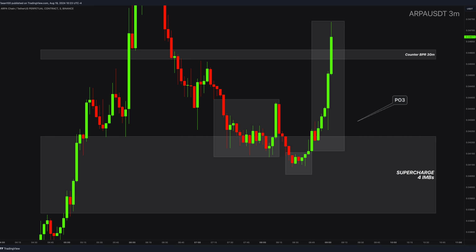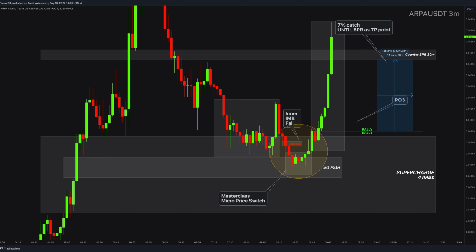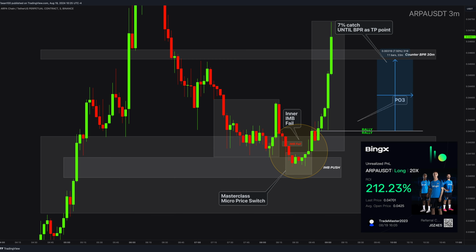Since I became the liquidity for the market, I noticed we were building a nice power of 3 here. And where does the PO3 generally build? Right above imbalances, just like the inner imbalance here. What I noticed here was a masterclass-level price switch, which I taught you in the masterclass program. The rest of the trade was just a matter of risk and order management.